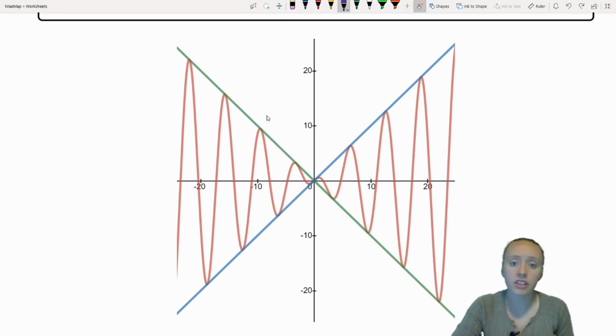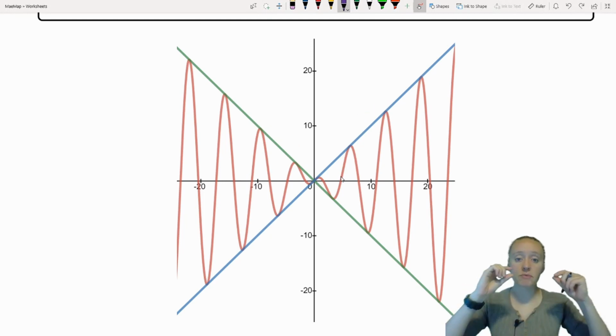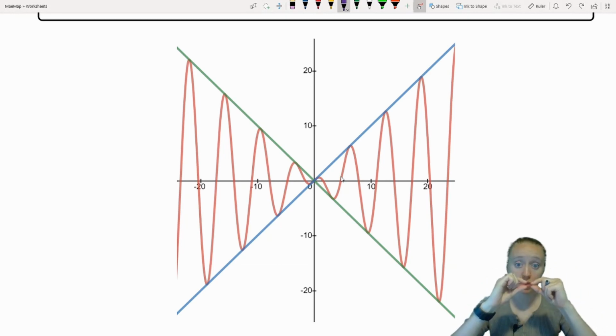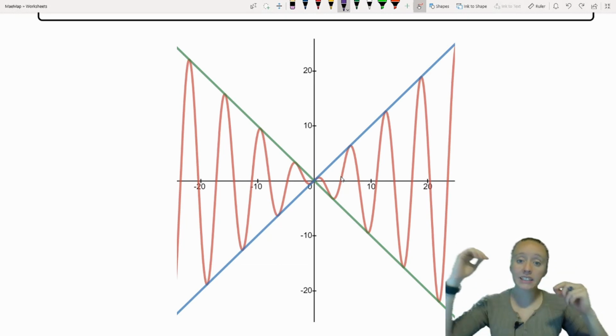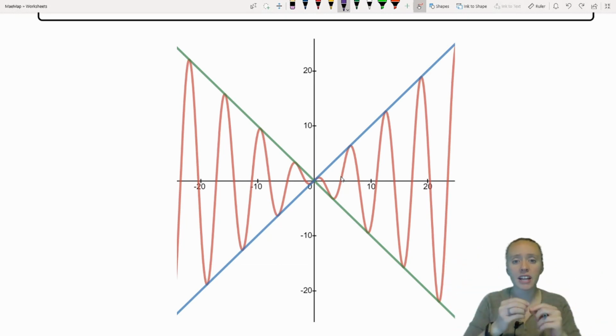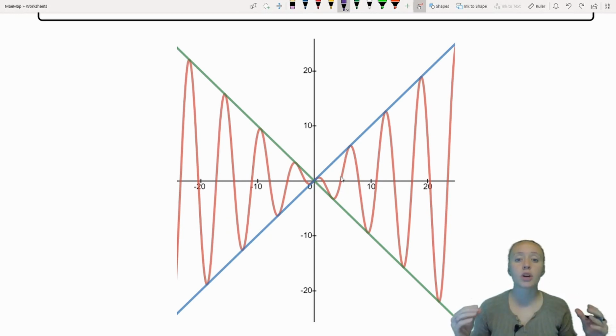So if I looked at this as I approached from the left versus as I approached from the right, I still have that same function trapped between those two. So as I approach from the left and as I approach from the right, if they both go to that same finite value, then I know exactly what happens to that red function that's trapped in between.